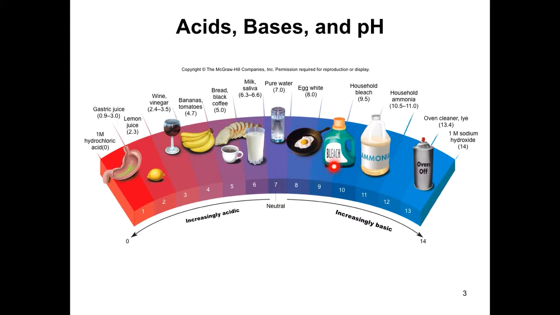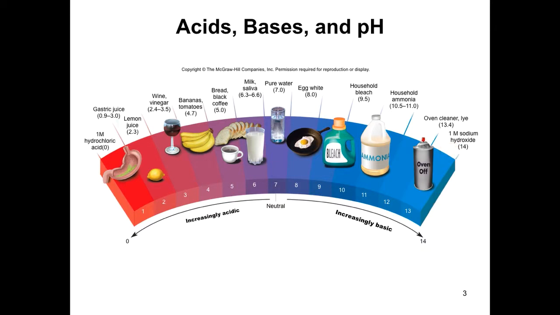Bleach is pretty basic with a pH of 9.5. Concentrated ammonia, household ammonia, has a pH of around 10 to 11. Oven cleaner and lye. These are pretty dangerous substances. You don't want to get them on you. They have a pH of around 13 and a bit. 1 molar sodium hydroxide has a pH of 14, pretty much by definition.